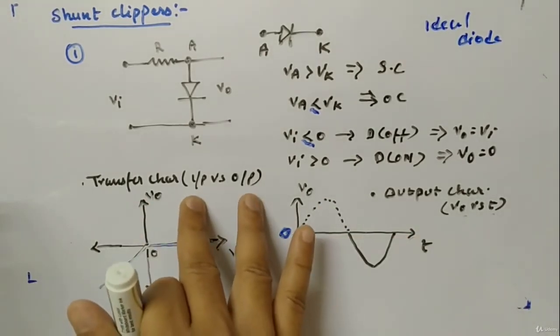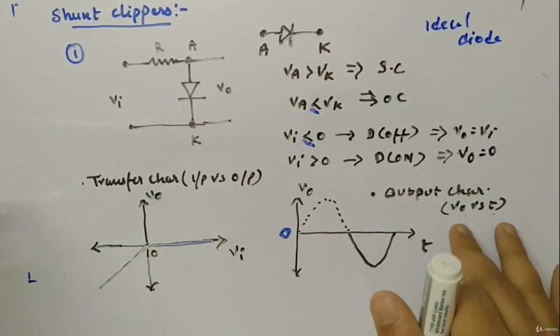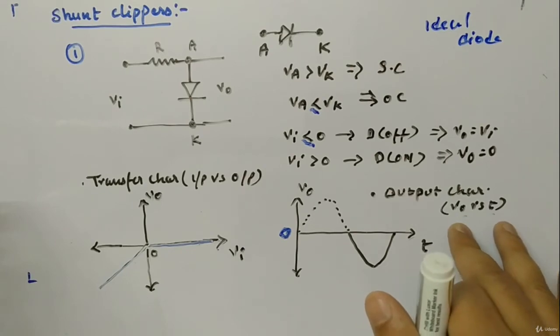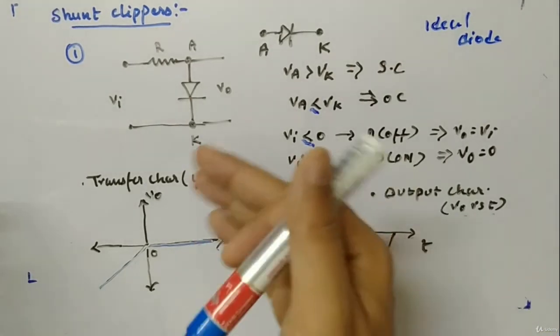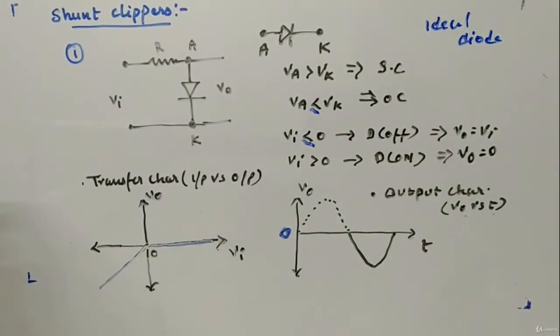Transfer characteristics means the input versus output curve, and output characteristics mean the output versus time curve, and depending upon the biasing of the diode, the output will be given.